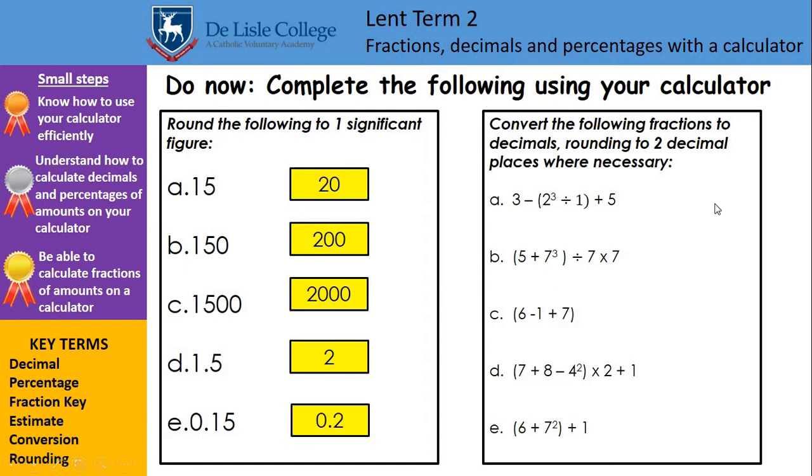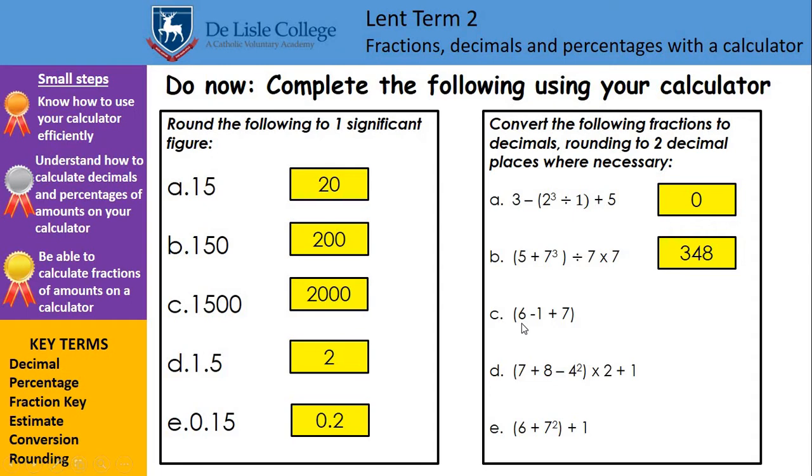On to the questions on the right hand side. We just have to follow the rules of BIDMAS and then round our answer to 2 decimal places where appropriate. So in the first question, we have 2 cubed, which is 8, divided by 1, still leaves us with 8. 3 take away 8 is -5, add 5 gives us an answer of 0. In B, we've got 7 cubed, we then add that to 5, which gives us 348, and because we're dividing by 7 and timesing by 7, that just cancels each other out, and so therefore we still have 348.